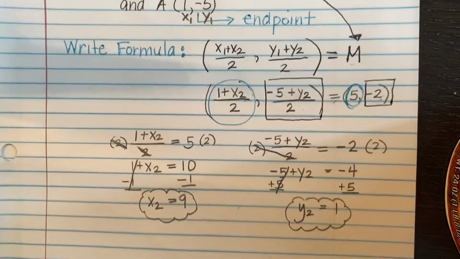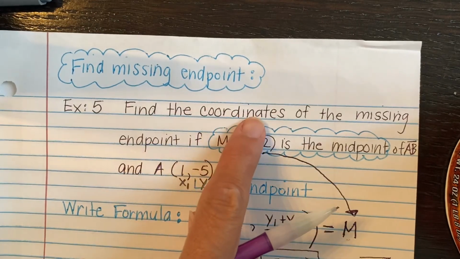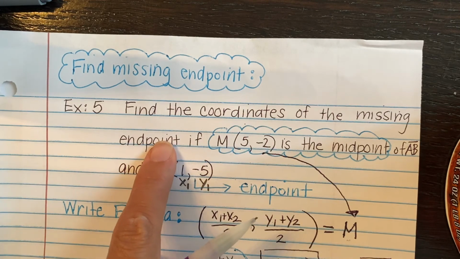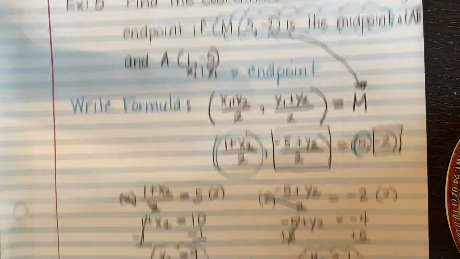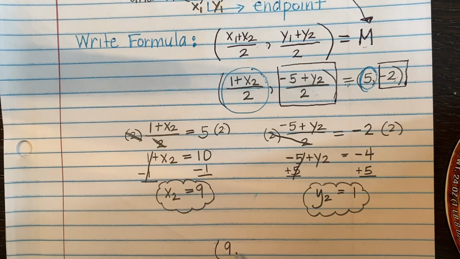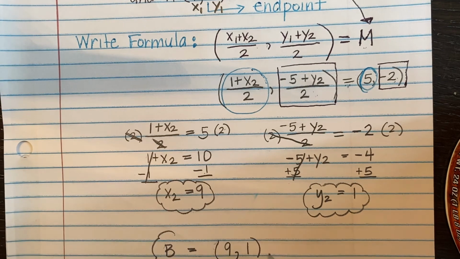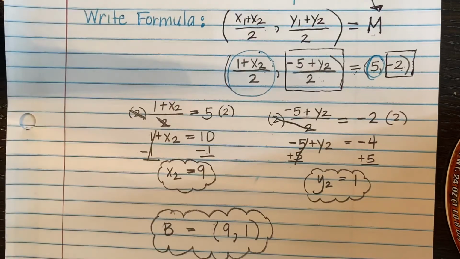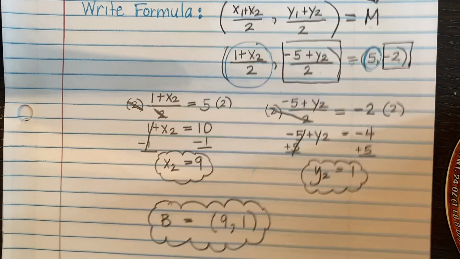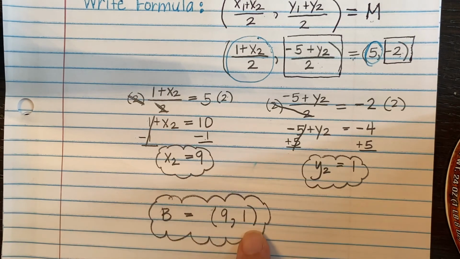Now, remember I said in class, we can't leave our answers like this because it asks us to find the coordinates of the missing endpoint. So the missing endpoint coordinates would be (9, 1). This is the answer for B, which would be our endpoint. I'm going to point out to you that if on a test or a quiz, if you leave your answers like this, you will lose a point for not writing your answers as a set of points.